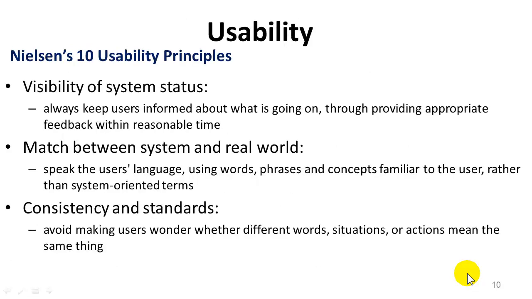All right, so let's take a look at some principles. The visibility of system status, always making sure the user is informed about what's going on. Next, matching between system and real world. Speaking the user's language, using words, phrases, and concepts familiar to the user. Here again, back to the user. Consistency and standards. Making sure that the terminology and the other artifacts that we use are consistent and relatively meaningful.